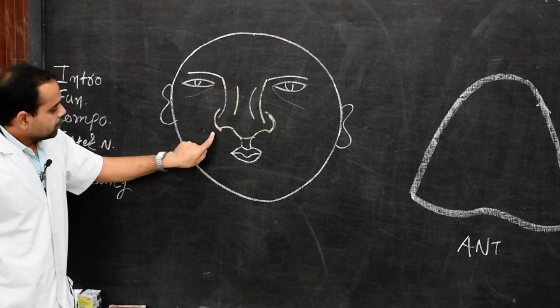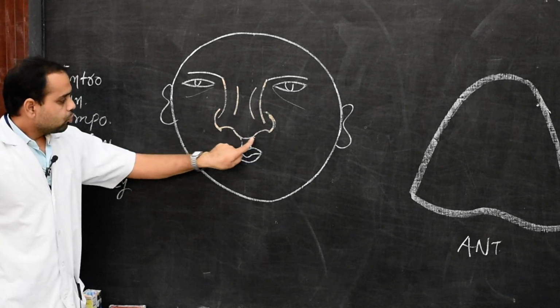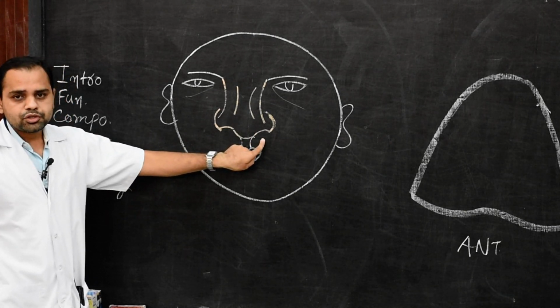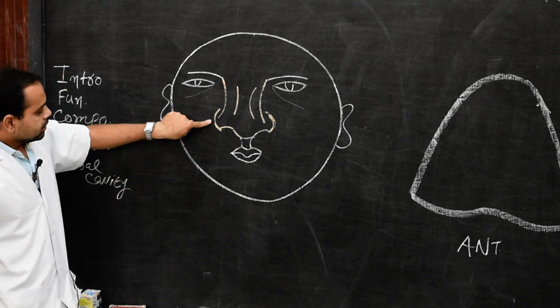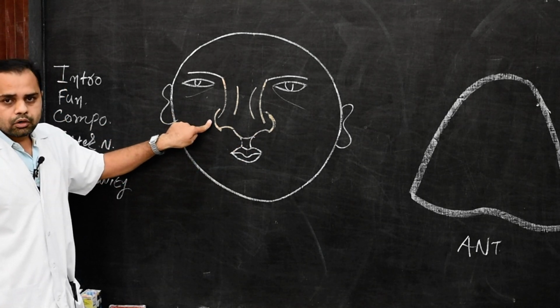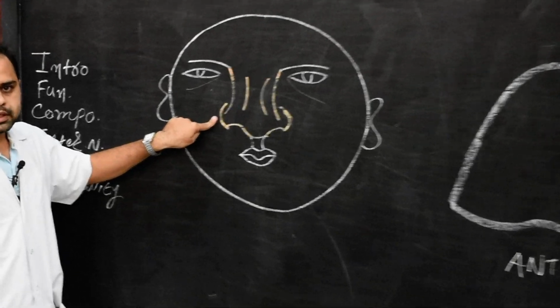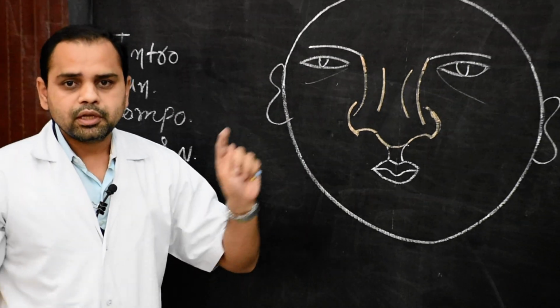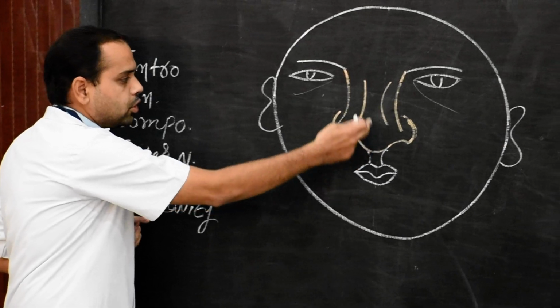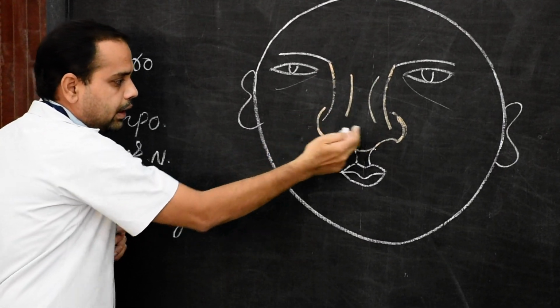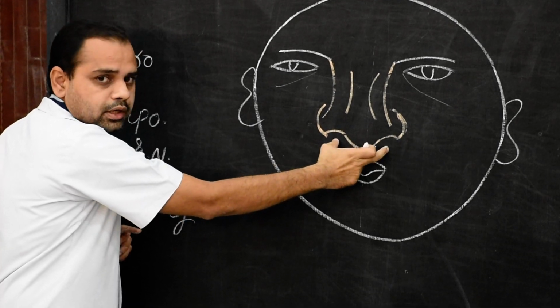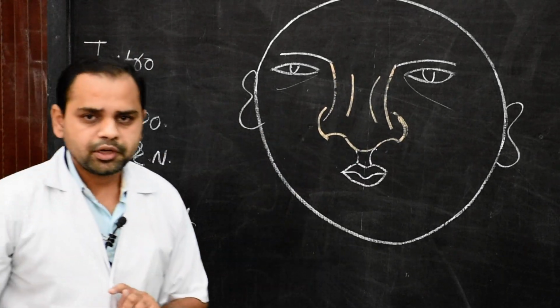Then at the broad lower end, there are two pyriform apertures. These are known as nostrils or anterior nares. Last component: these are the lower flared parts on the side of the nose. They are known as ala of the nose. So these are the presenting parts of the nose: tip of the nose, root of the nose, dorsum of the nose, side of the nose, ala of the nose, and these are the nostrils. So these are the presenting parts.